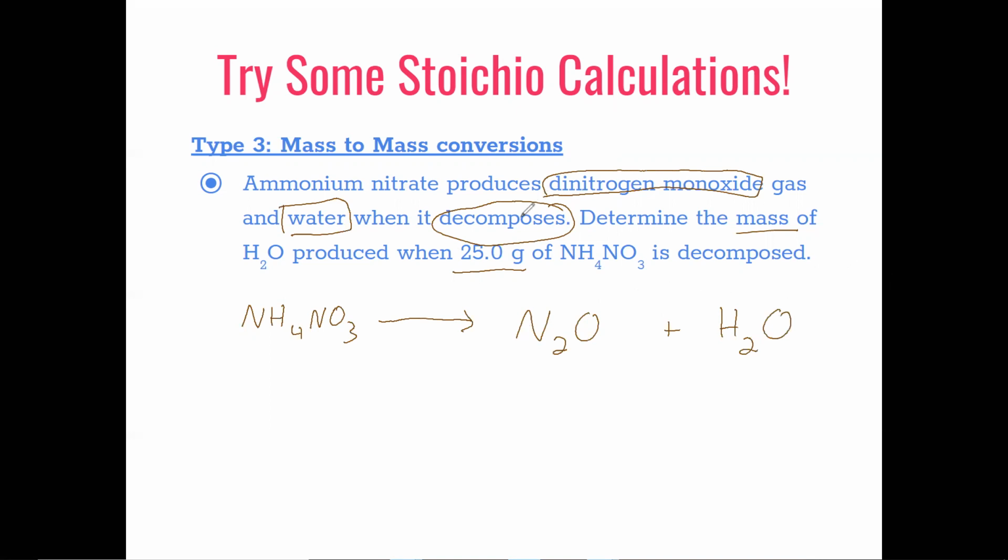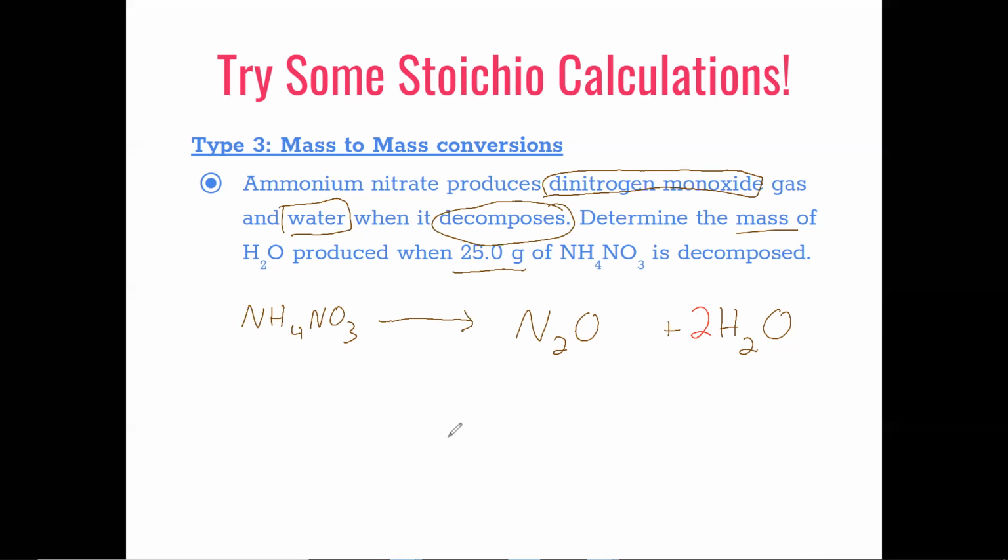So now we have our skeleton equation. We're going to balance it real quick. So let's see. We have 2 nitrogens over on the left. We have 2 on the right. We have 4 hydrogens over on the left. We only have 2 on the right, so we're going to put a 2 right there. We have 3 oxygens on the left. We have 1, 2, 3 now over on the right, so that is actually it. We don't have to do anything else.